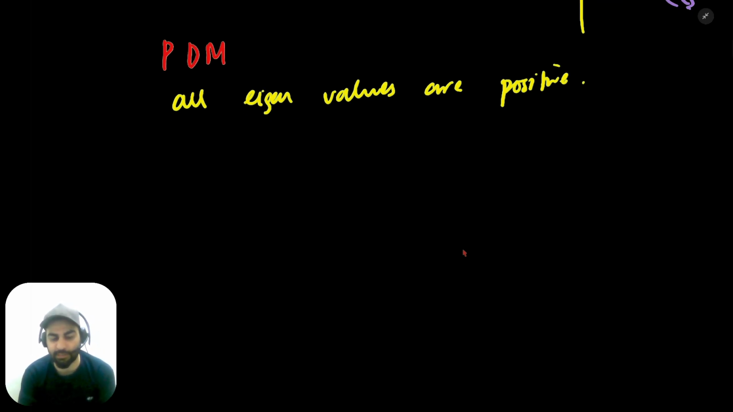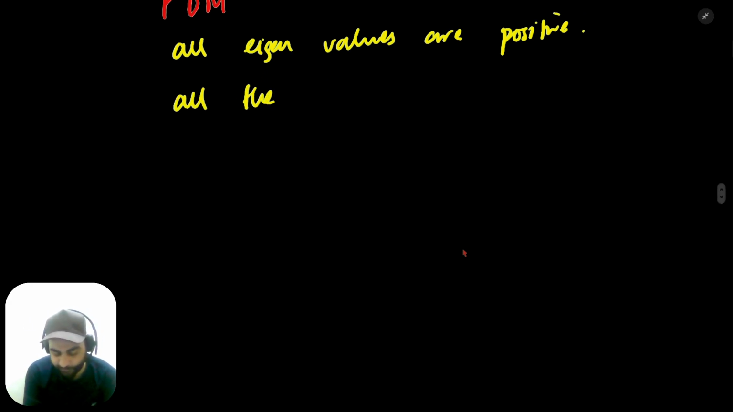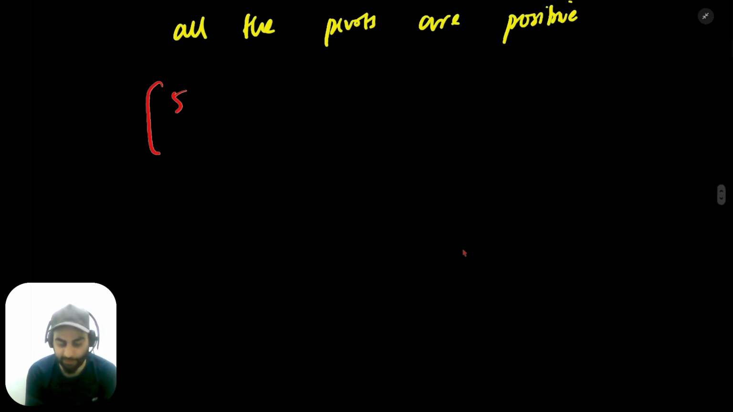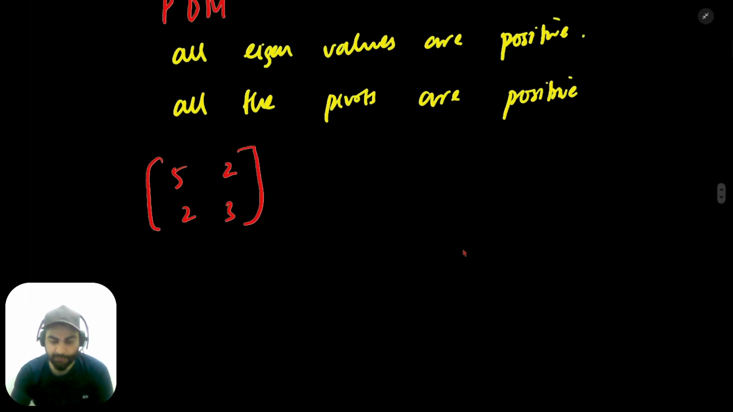The second property is that all the pivots are positive also. I told you that whatever the sign of the pivots is, the same sign holds for the eigenvalues. Let's take an example. I'll write the matrix 5, 2, 2, 3. We'll see what its eigenvalues are. What is the pivot here? The pivot here is 5. This is the first pivot.